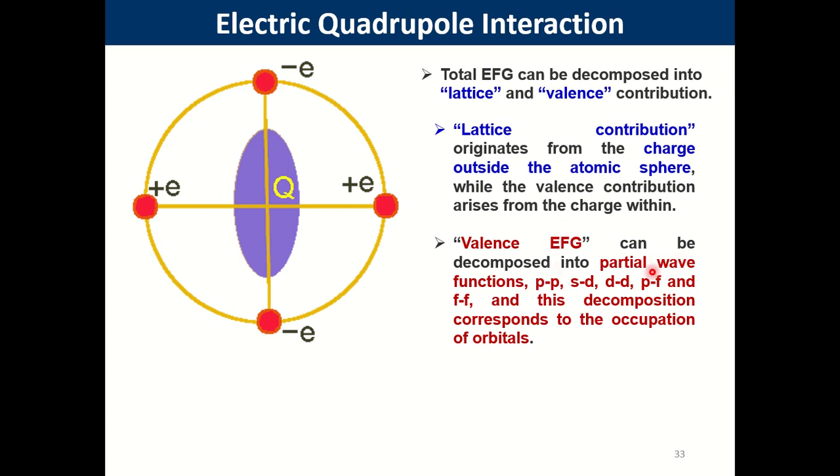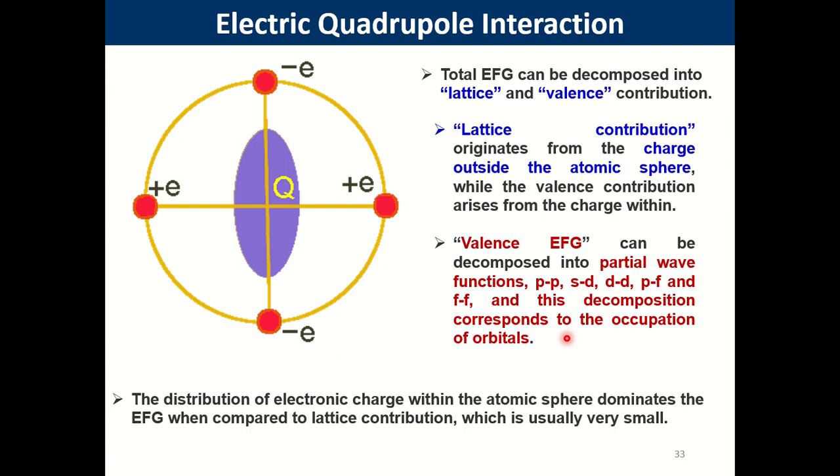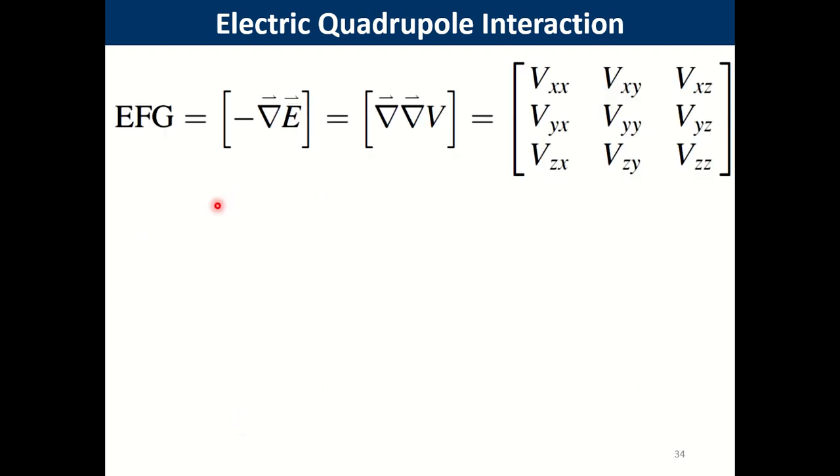This valence EFG can be further decomposed into partial wave functions, that is p, d, and f, and this decomposition corresponds to the occupation of these orbitals. The distribution of electronic charge within the atomic sphere dominates the electric field gradient. So the lattice component of the electric field gradient is small compared to the valence shell electronic component.